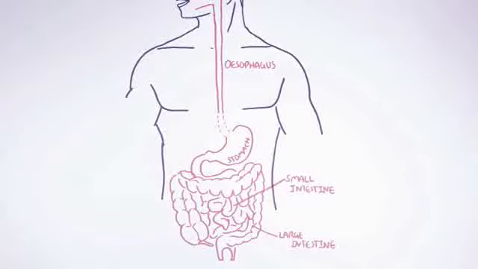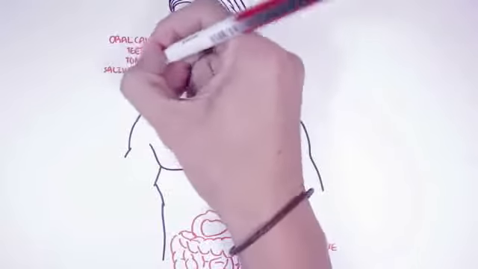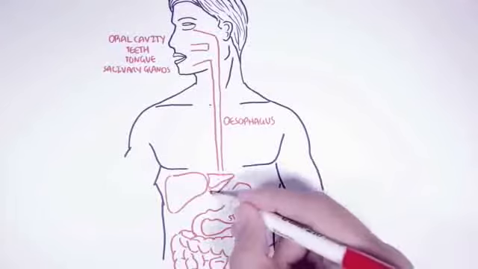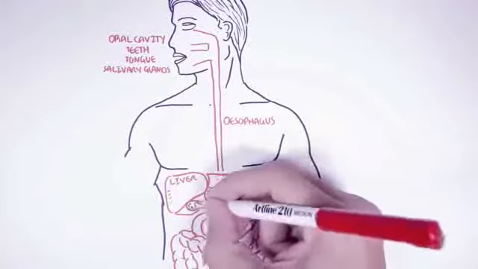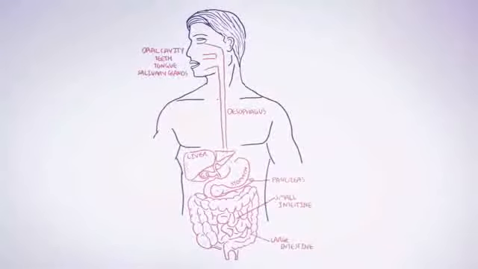Food enters the mouth and leaves through the rectum. But there are also other organs called accessory organs that play fundamental roles in digestion. These organs include the salivary glands, tongue, teeth, the liver, gallbladder, and the pancreas. Without the proper function of these accessory organs, food will not be digested properly and consequently will not be absorbed, resulting in gastrointestinal diseases such as malnutrition.